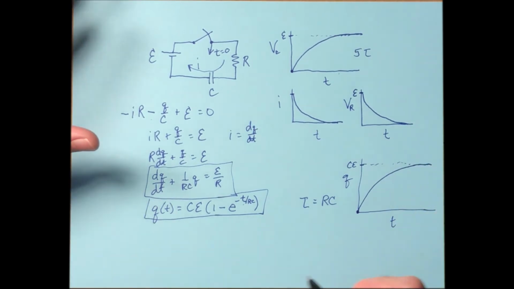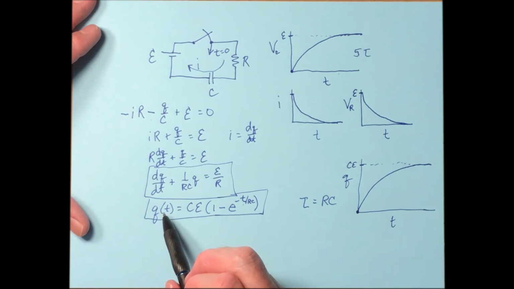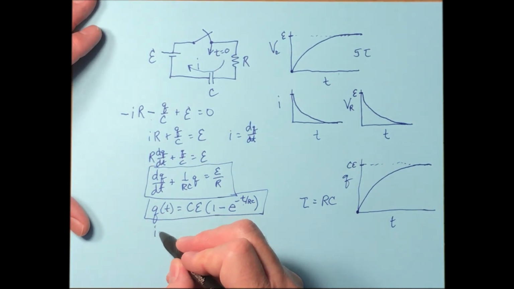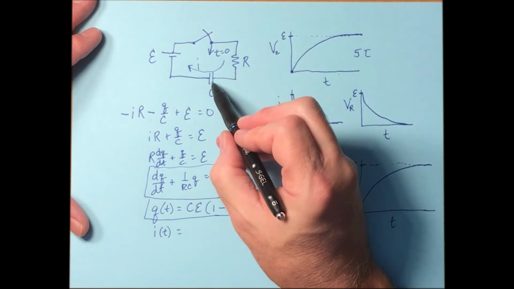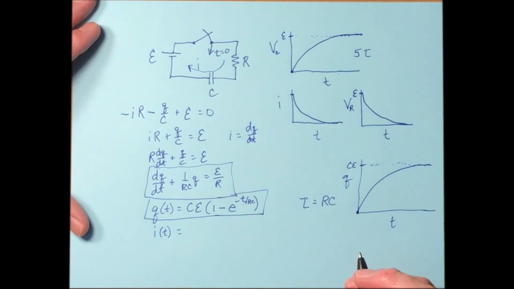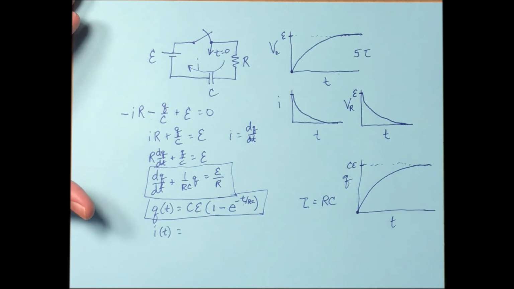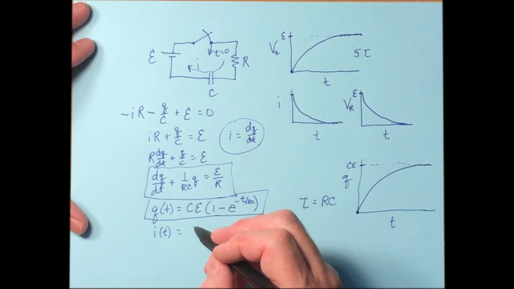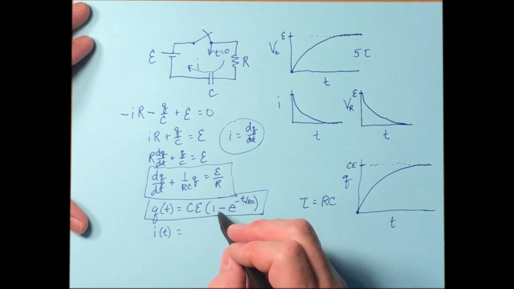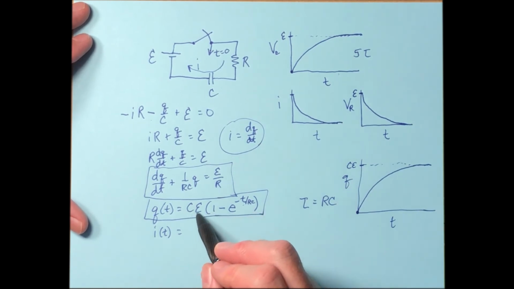Okay, so that's the charge across the capacitor. What about the current? Now there's only one current here, so the current through the capacitor is going to be the same as the current through the resistor. So you can figure that out using this relationship here. You take the derivative of this with respect to time. Okay, well let's see what happens when we do that.